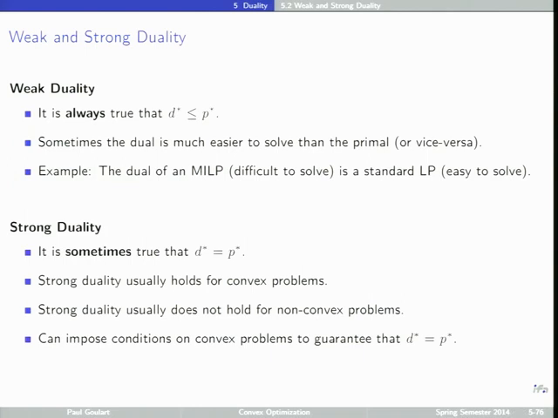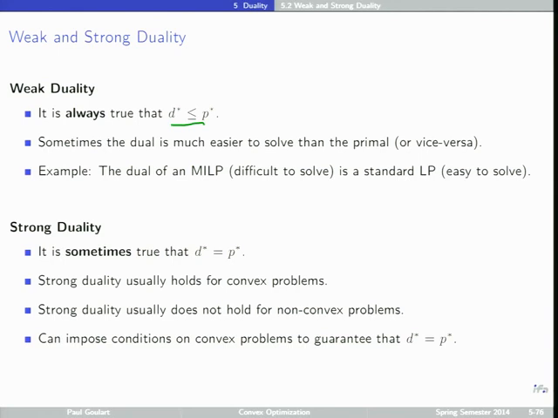I said that it's always the case that when I take my dual problem, my problem D, and I maximize, I get some value, and I call the value D star. Because I'm maximizing over lower bounds, the best lower bound is always going to be less than or equal to P star. This is always true. And sometimes it's true that the dual is easier to solve than the primal. So in this mixed integer case, the dual is easier to solve. Sometimes not, but sometimes it is.